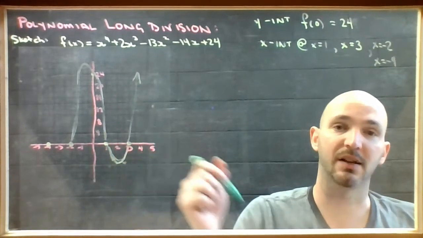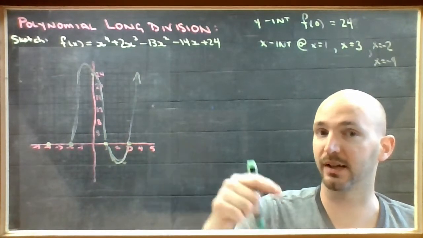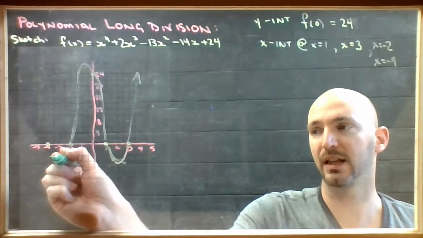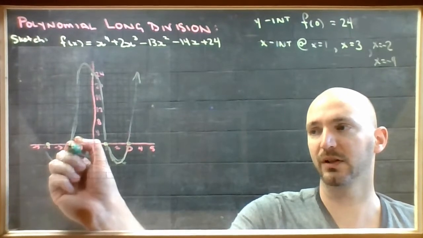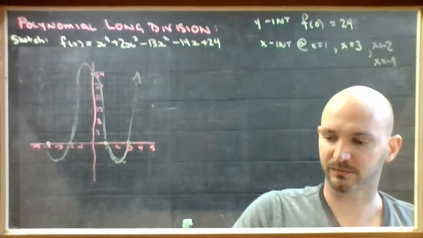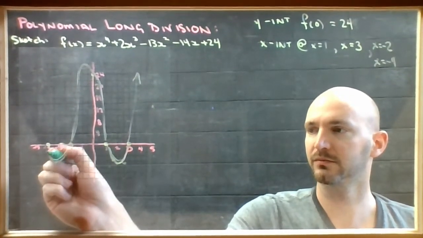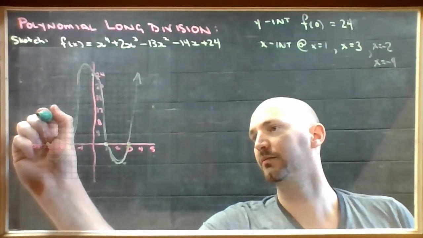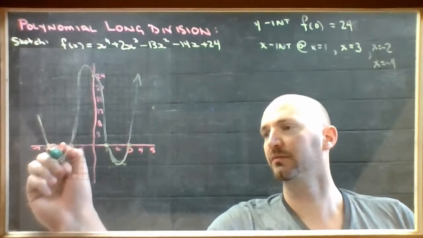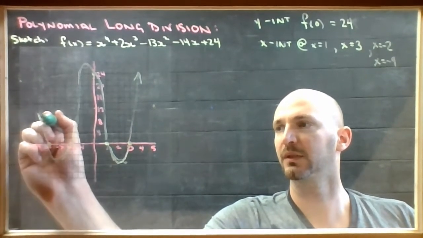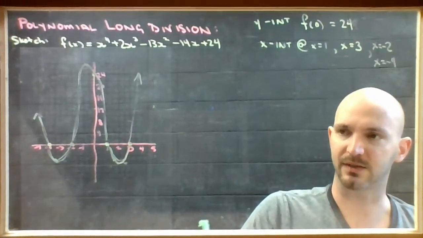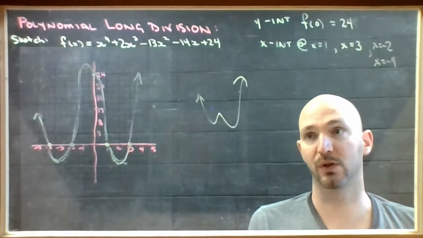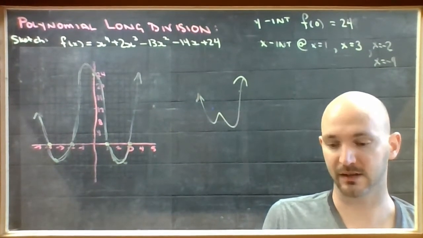Because I'm not allowed to cross over the x-axis again. I don't have any more x-intercepts. On this side, I have to swoop underneath, get back up to the x-axis by -4. And then I have to take off on this side. So I end up with this funny looking thing like that. And x to the 4s look like w's, so you should expect that.